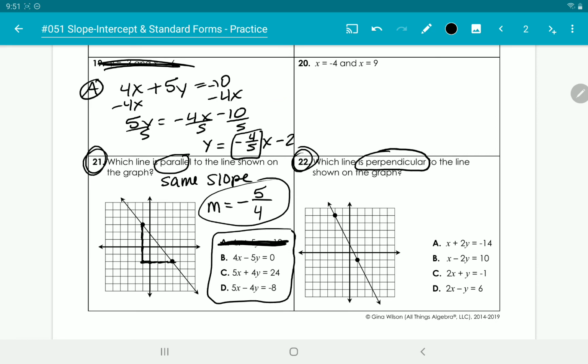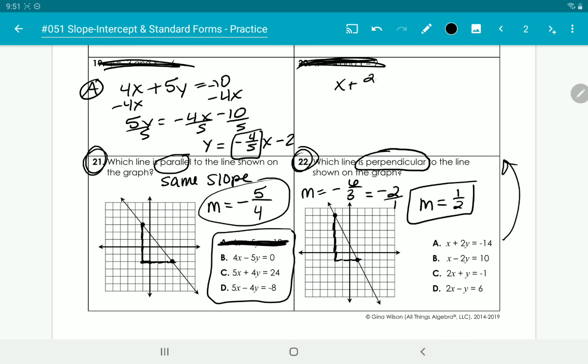Next one's asking for perpendicular. So the slope on the line is, again, negative from left to right. It's going downward. We have 1, 2, 3, 4, 5, 6, divided by 1, 2, 3, which is the same as negative 2. Okay, but it needs to be perpendicular to this. So instead of negative 2 over 1, we're going to change the sign. We're going to make it positive. So the one we're looking for is positive, instead of 2 over 1, it's 1/2.